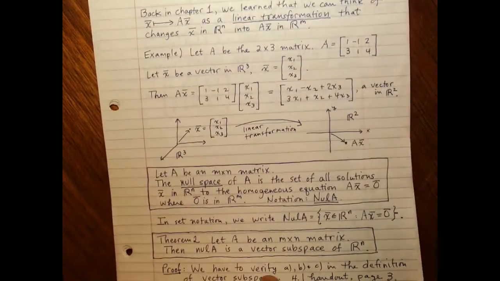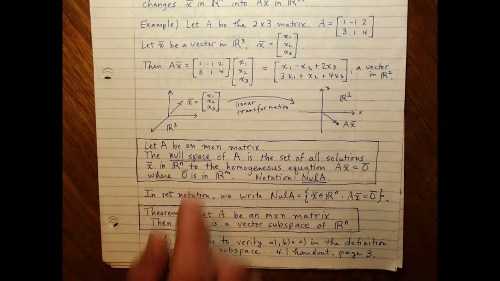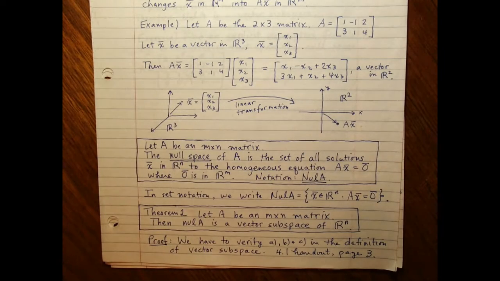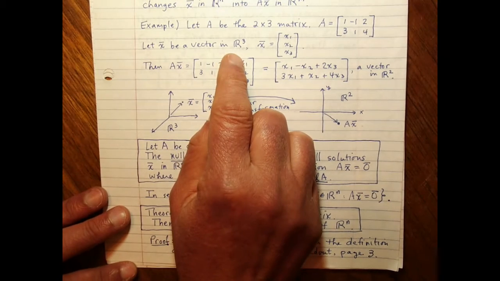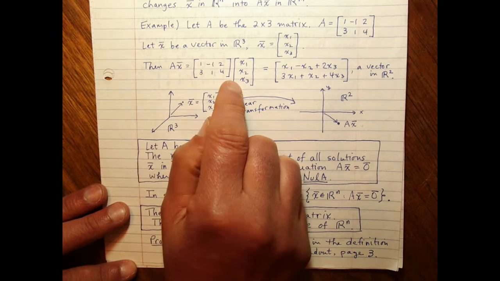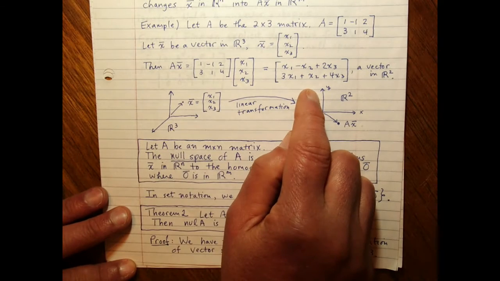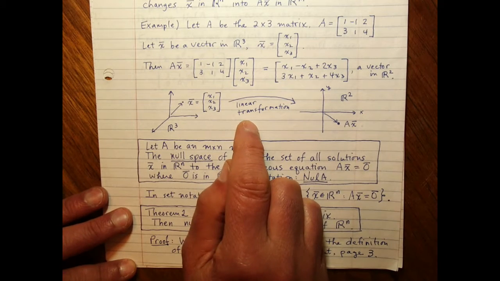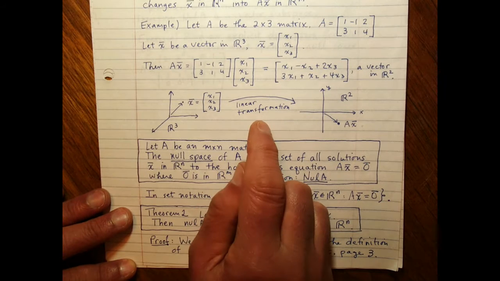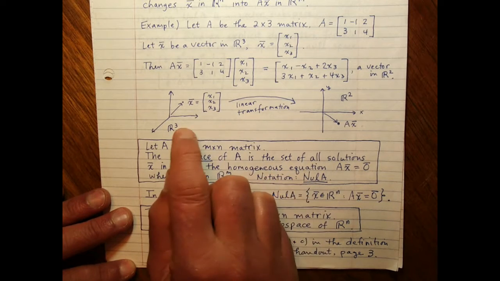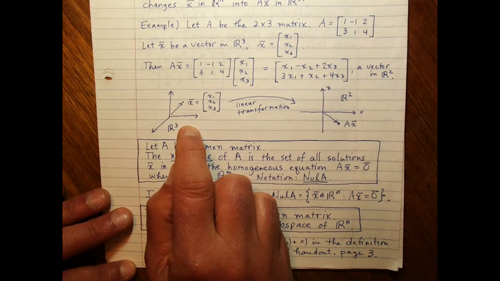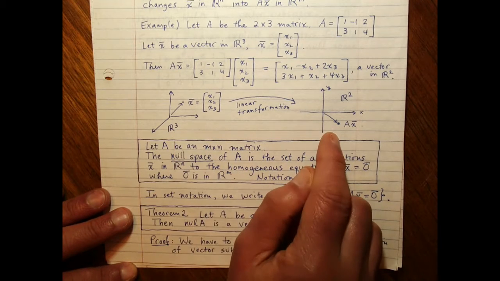It's good to look at a specific example here where A is a 2 by 3 matrix. If x is a vector in R3, then A times x is a vector in R2. So this matrix multiplication, A times x, represents a linear transformation from R3 to R2.